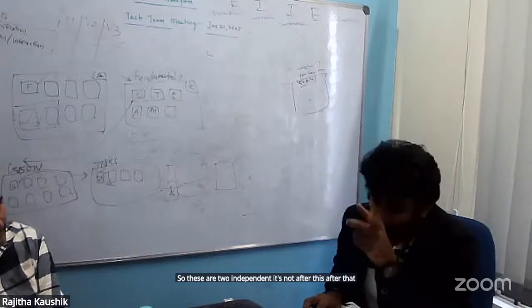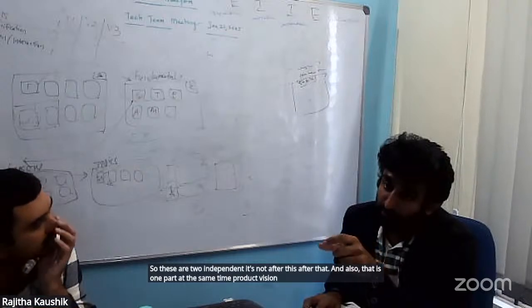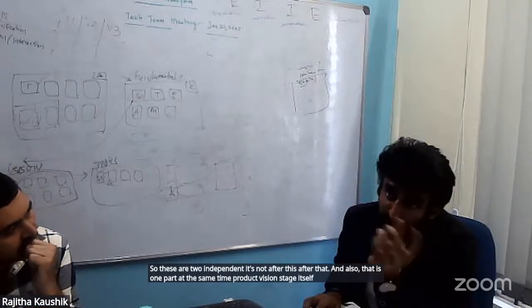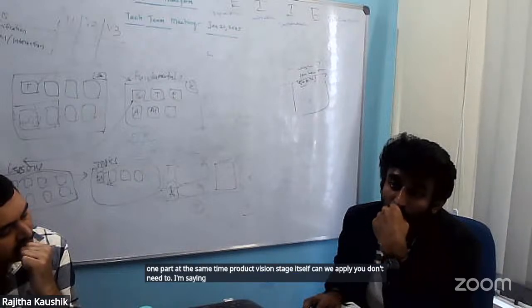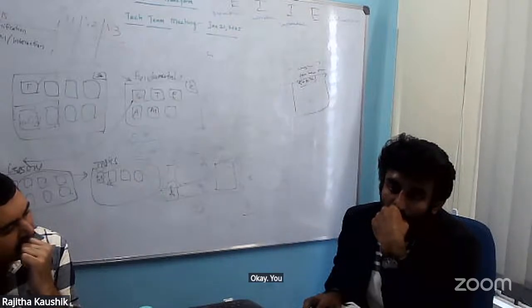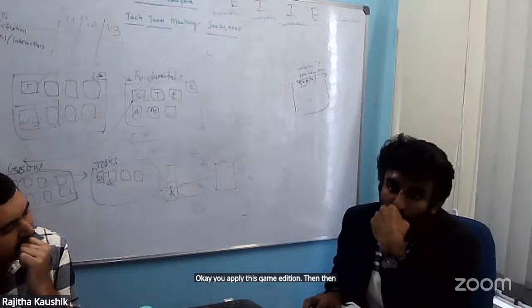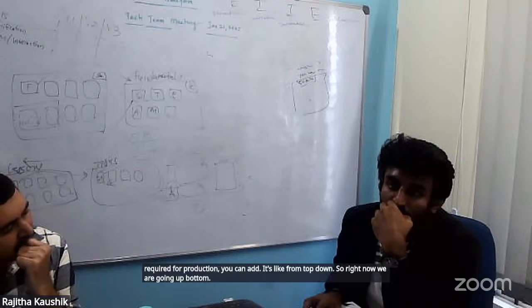And also, that is one part, Papuji. At the same time, at the product design stage itself, can we apply it? You don't need to, I'm saying. First you decide the wraparound. On that wraparound, we'll have a discussion separately. You apply this gamification. Then in that gamification, if anything is required for product design, you can add it. It's like top down. Right now we are going bottom up. Now we have to come from top down.